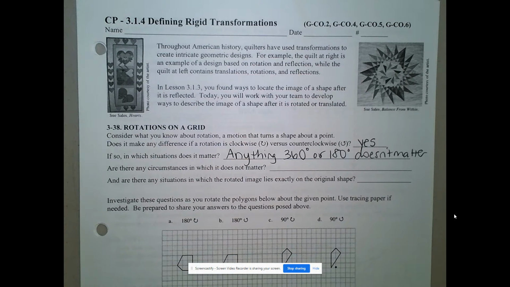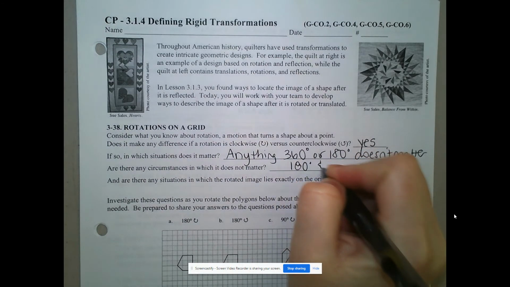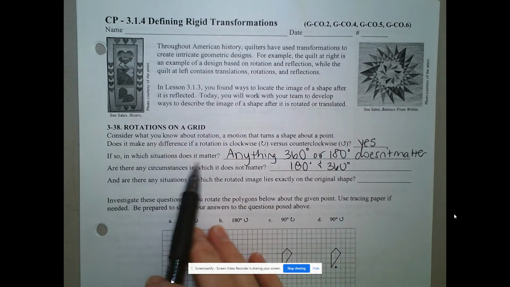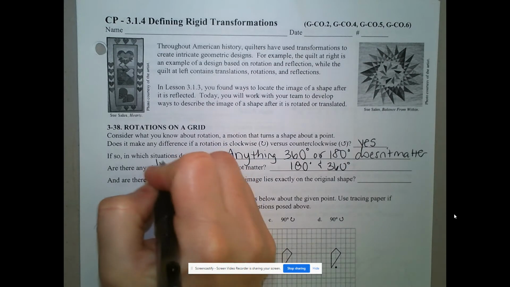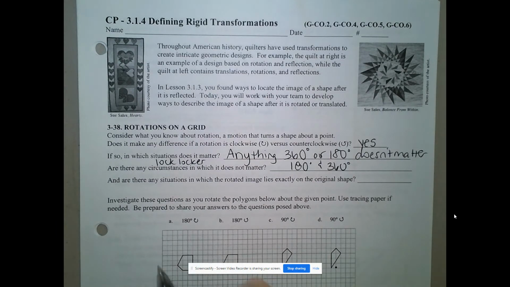Are there any circumstances in which it does not matter? Sorry, kind of answered that one. But yes, the 180 and 360. All right. The other things we could talk about would be really specific situations. Any situations where it does matter? If you were trying to unlock a lock on a locker and you went the wrong direction, it wouldn't work. Like if you were supposed to go clockwise and you went counterclockwise or vice versa, it wouldn't work.